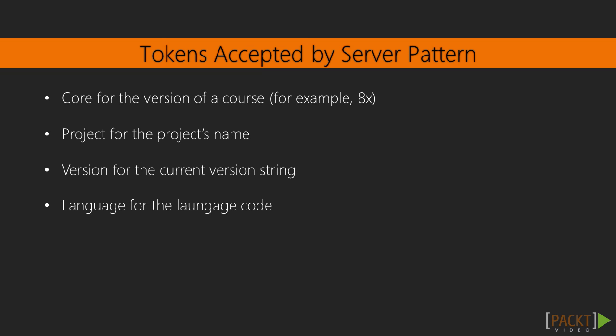The server pattern accepts the different tokens as shown. 1. Core for the version of core, for example 8.x. 2. Project for the project's name. 3. Version for the current version string. 4. Language for the language code. More information on the interface translation keys and variables can be found in the local.api.php document file located in the Interface Translation module's base folder.